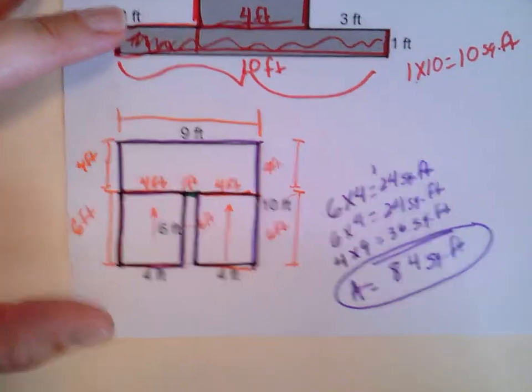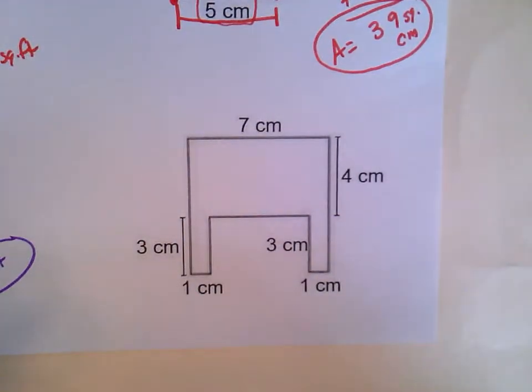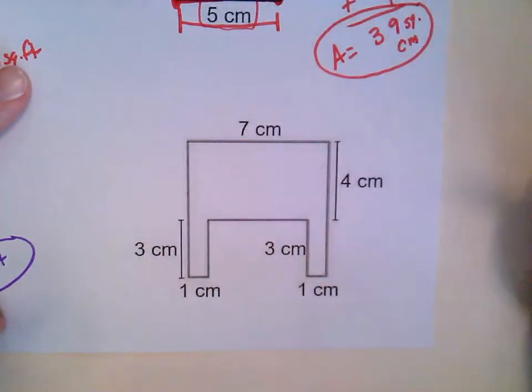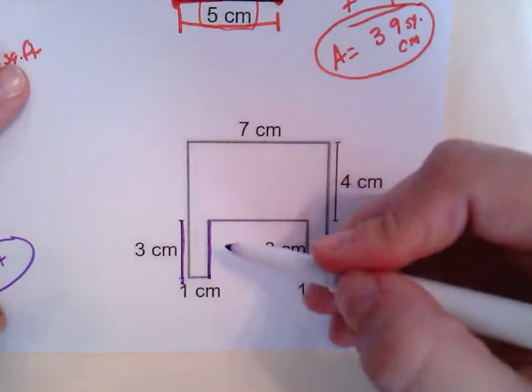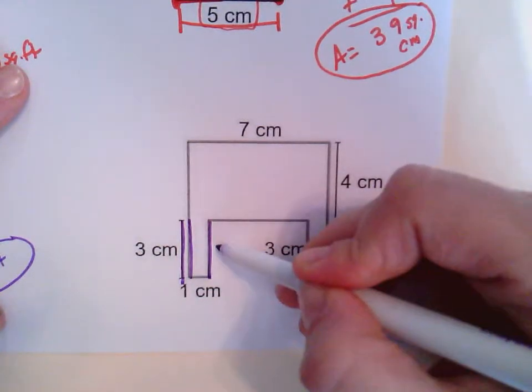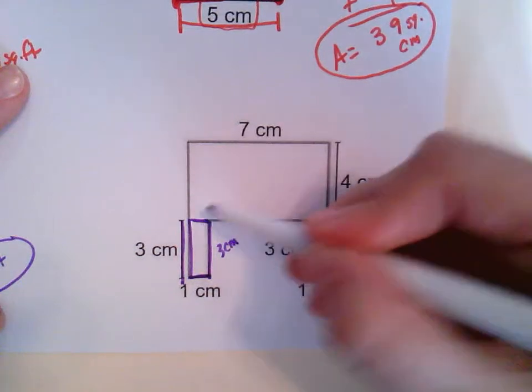All right, here goes the next one. Again, if you want to give this one a shot, try it on your own, pause the video, and I'll meet you back. All right, I've got 3 centimeters over here, which means that this side is going to be 3 centimeters. I've got 1 centimeter, so 1 centimeter.